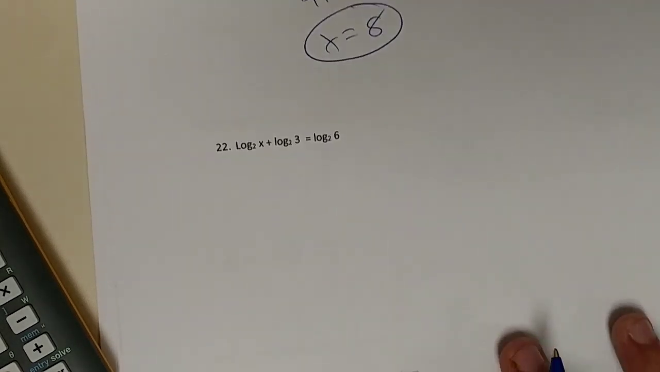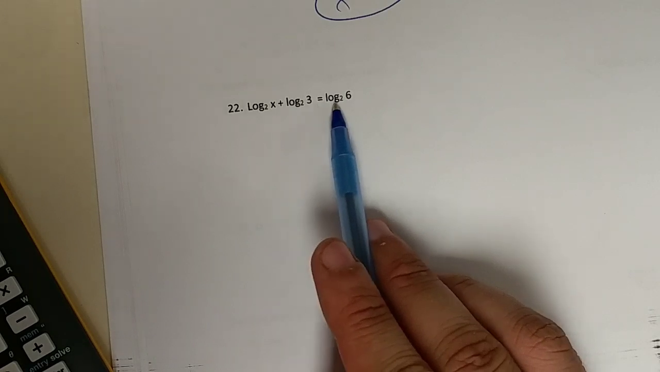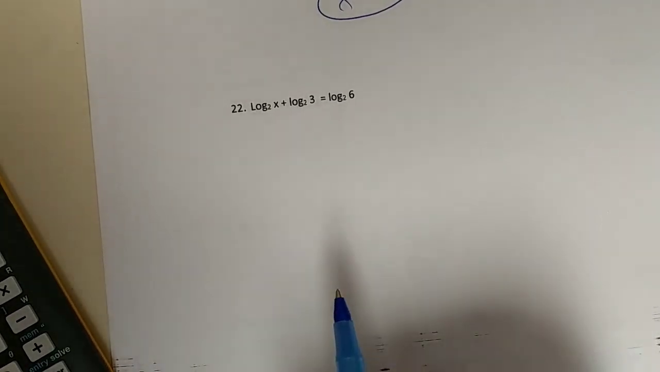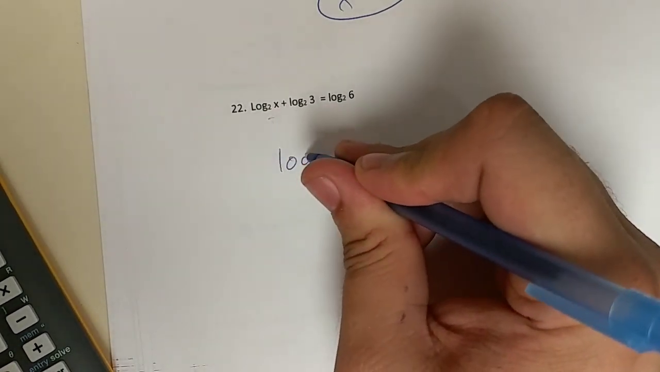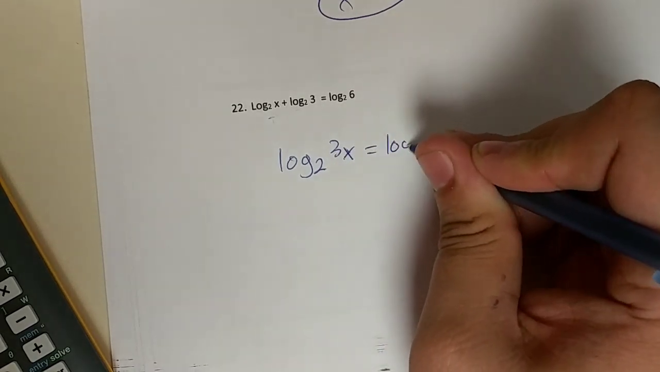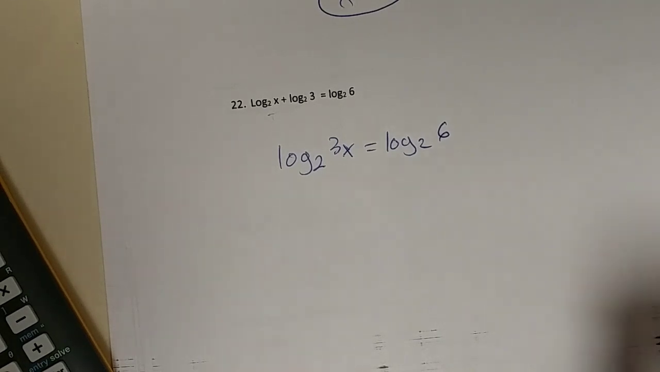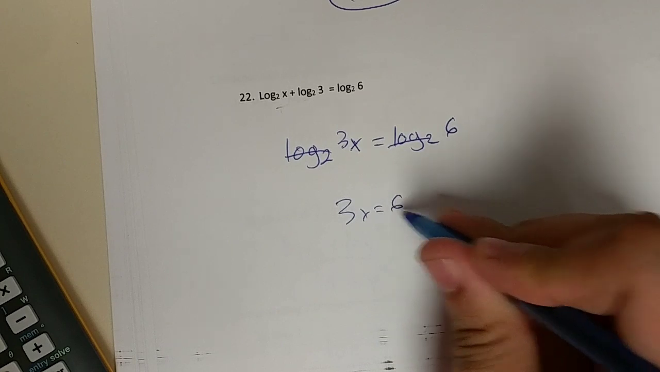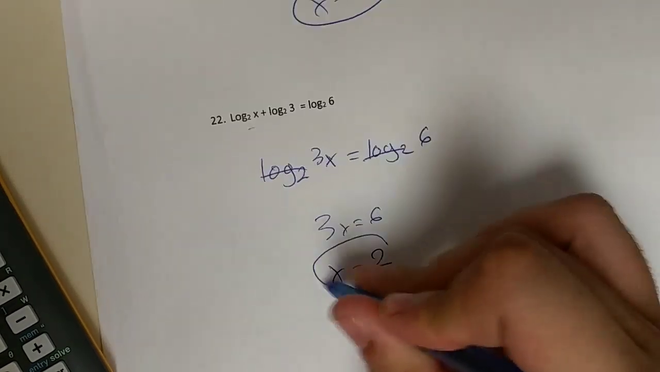I did that really quickly. Just go back if you didn't understand. All these have the same base, but I have to condense these first. I remember a lot of people didn't condense this, and they got that wrong. So I'm going to condense this. It's going to be log base 2 of 3x equals log base 2 of 6. From that point, cross out those logs. 3x equals 6. Divided by 3 on both sides, x equals 2.